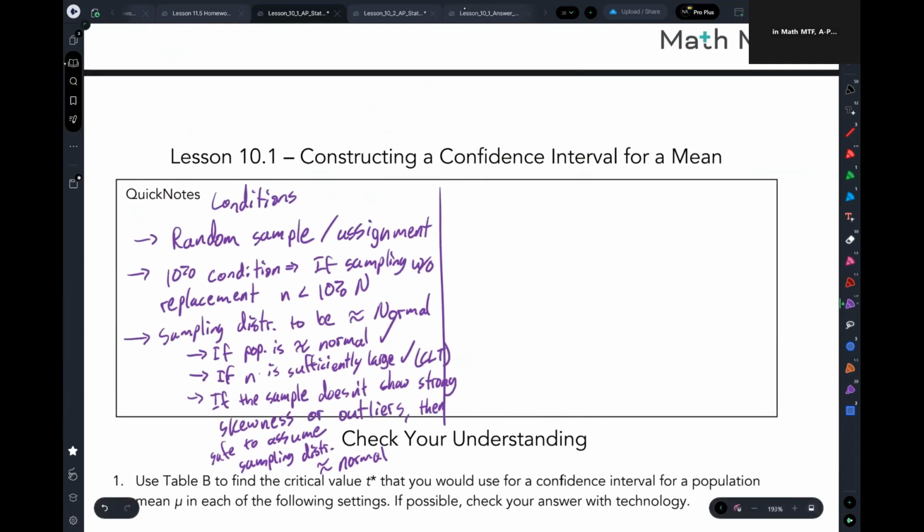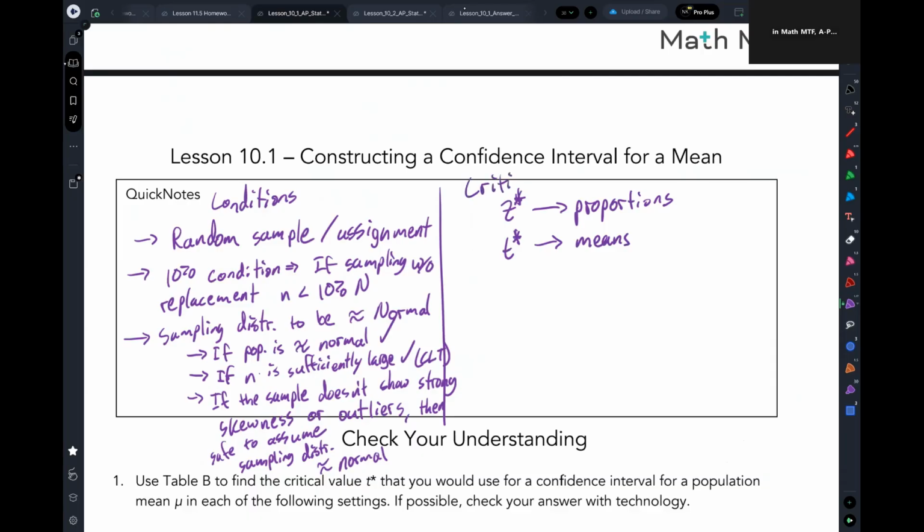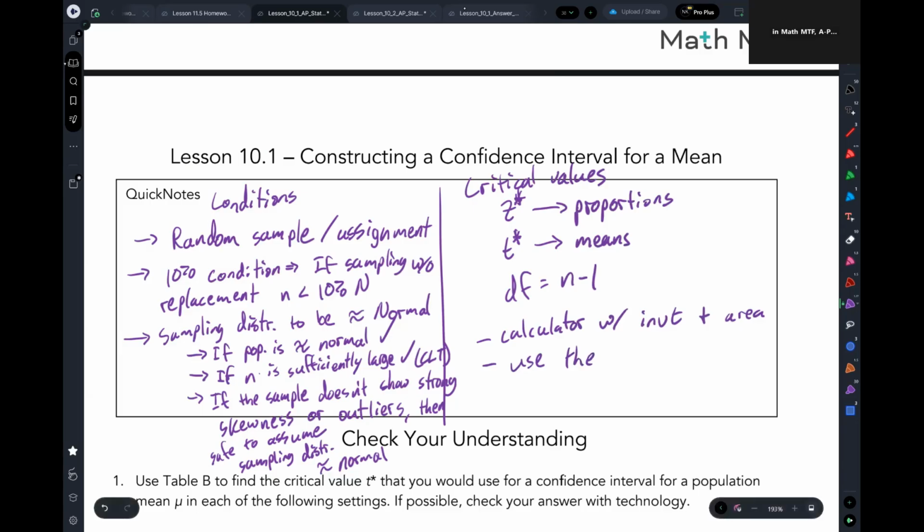Last thing, we use Z critical values when we're dealing with proportions, but with means, we don't have sigma. So we're going to use our T critical values anytime we're doing that. And then degrees of freedom is equal to the sample size minus 1. And you can either use the calculator with inverse T and area, just like we did with inverse normal. Or, and my recommendation is, use the T distribution table.